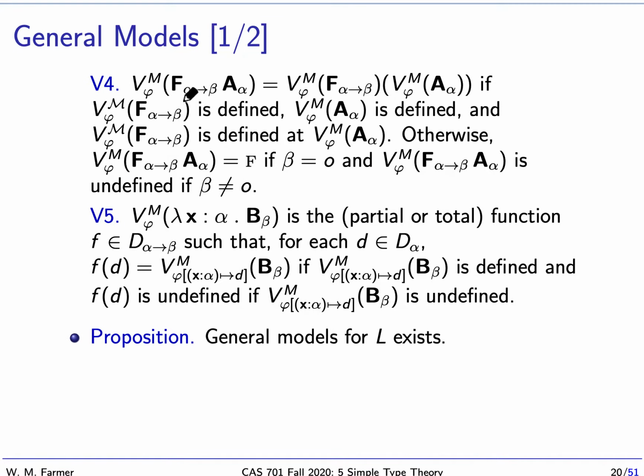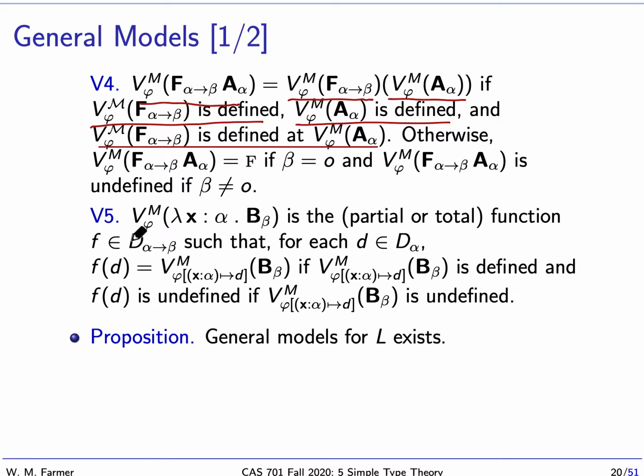Now, the value of a function application is simply the value of the function applied to the value of the argument. If the value of the function is defined, the value of the argument is defined, and the function is defined at the argument. Otherwise, the value of the function application is false if beta equals omicron. So if the value of this normally would be a truth value, then it's going to be false. Otherwise, it's undefined.